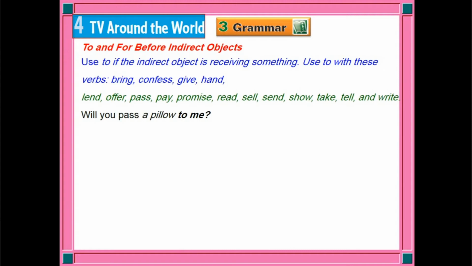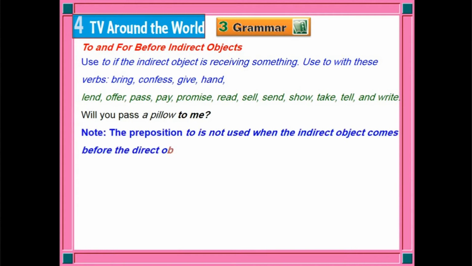Will you pass a pillow to me? Will you pass a pillow for me is wrong. Will you pass a pillow to me? No. The preposition to isn't used when the indirect object comes before the direct object. مهمة جدا يا شباب. The preposition to, حرف الجر to, isn't used when the indirect object, لو كان المفعول الغير مباشر جه قبل المفعول المباشر, comes before the direct object. Will you pass me a pillow?